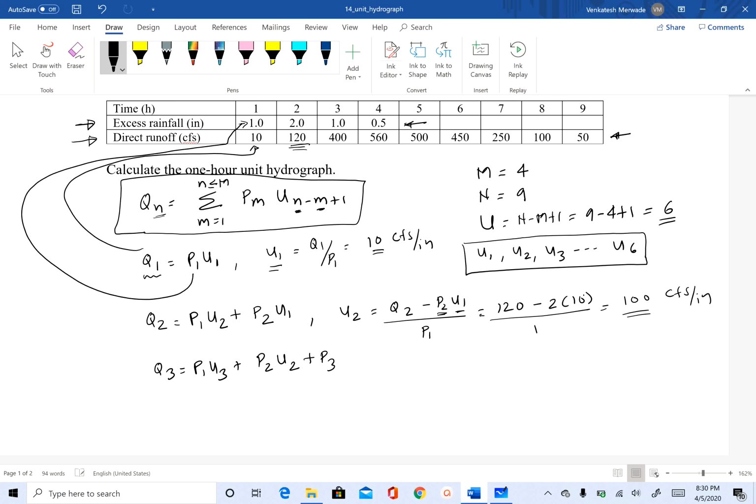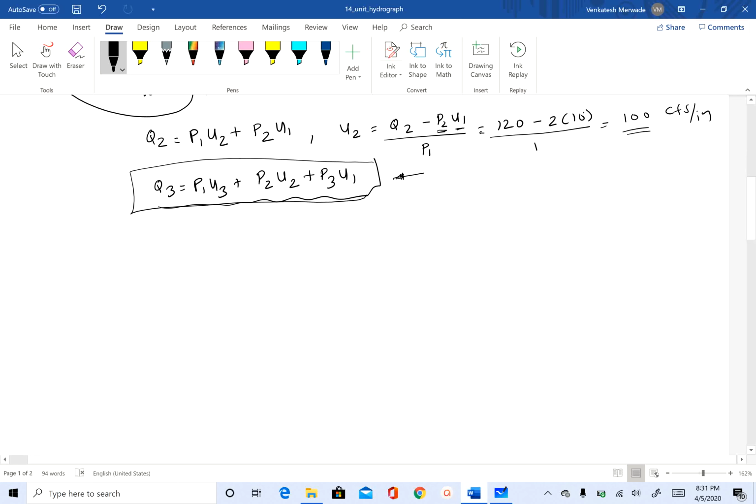When you're writing this expression, you have to be very careful about looking at this convolution equation and make sure you don't make a mistake when you write these long expressions. Depending on how many excess rainfall pulses and Q you have, this expression can become larger, which means it becomes a little tedious. So this is one way to do that convolution equation.